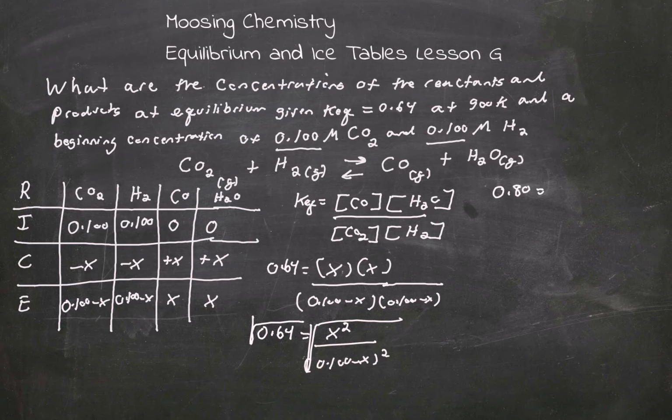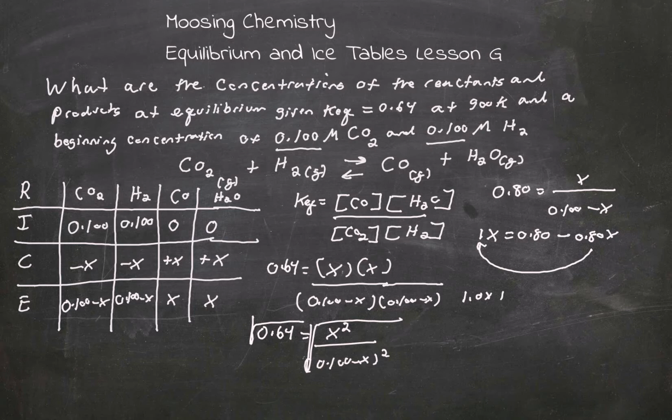When we do, that's going to give me 0.80 equals X over 0.100 minus X. Cross multiply. X is going to equal 0.80 minus 0.80x. We're going to want to isolate for x, so we're going to bring this guy back over here. That's going to be 1x, because remember there's supposedly a 1 in there.